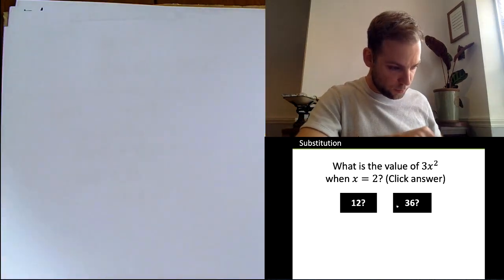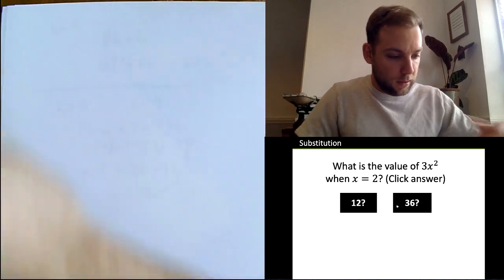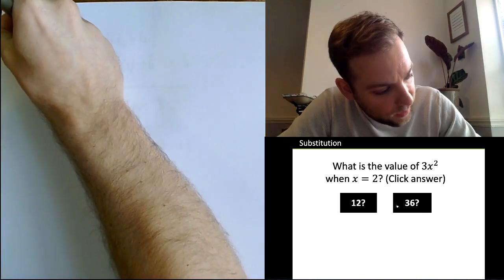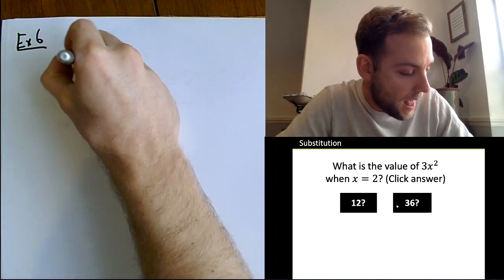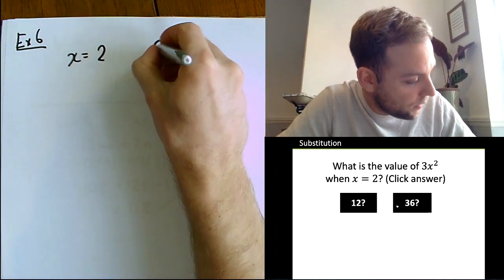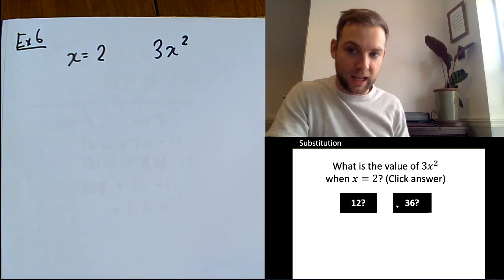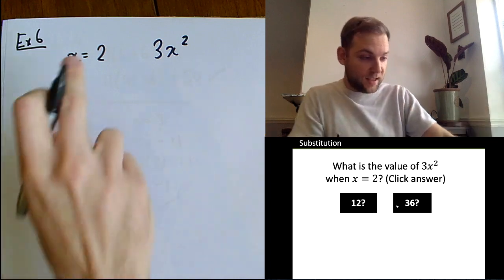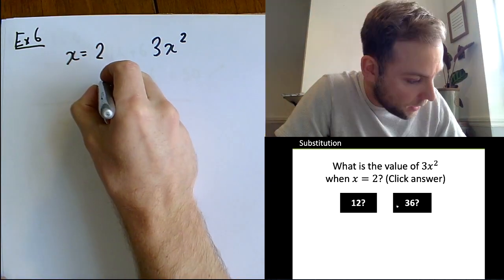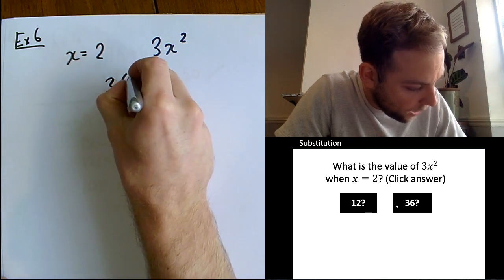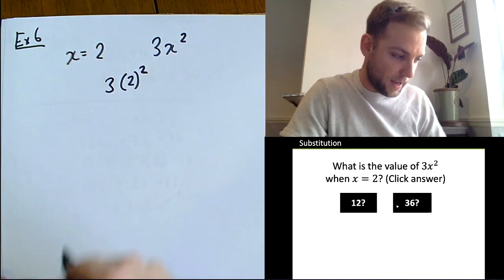We are on example 6. So we've got x equals 2 and 3x squared. Remember, I'm going to use mini brackets. Now it's only this number which is in that mini bracket, not the squared as well. So it's going to be 3 mini bracket 2, 3 times by 2, which is the x, all squared.